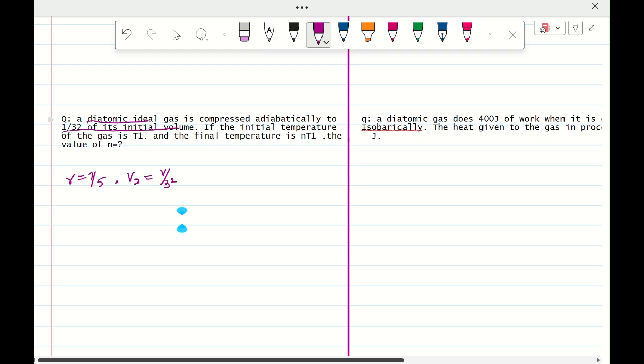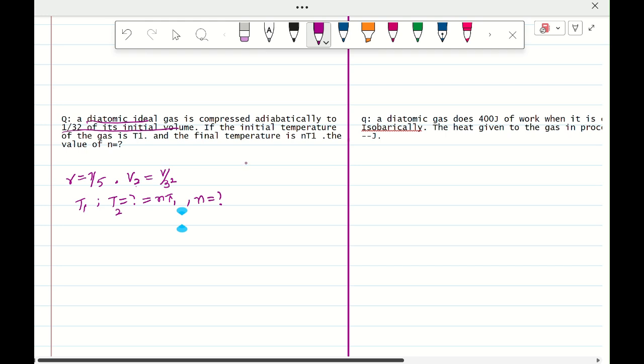The initial temperature of the gas is T1. Then they are asking the final temperature T2, which is equal to N into T1. The question is, what is the value of N? Here V2 and T1 are given, and T2 is asked. That means the V2 and V1 relation is given.